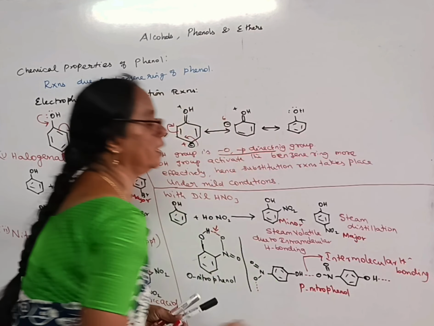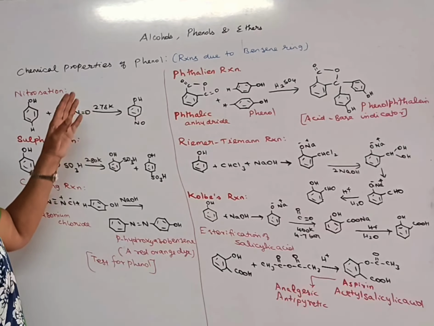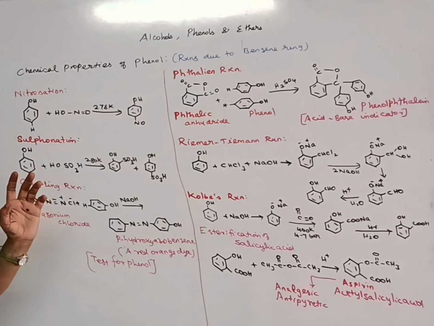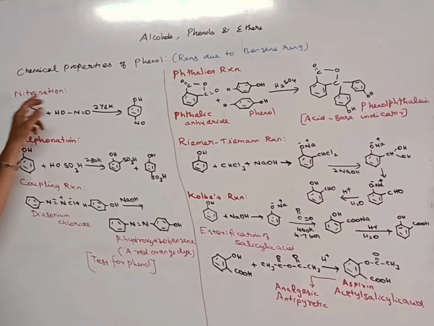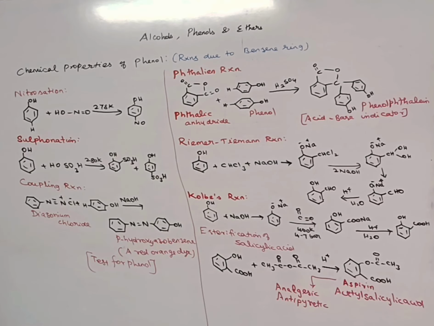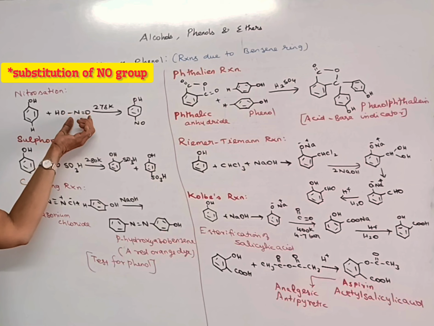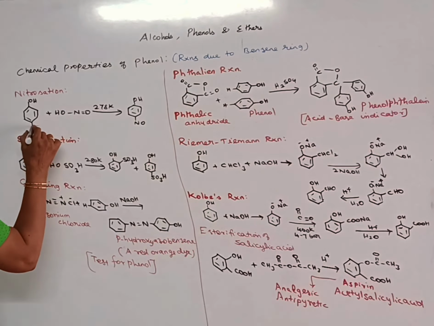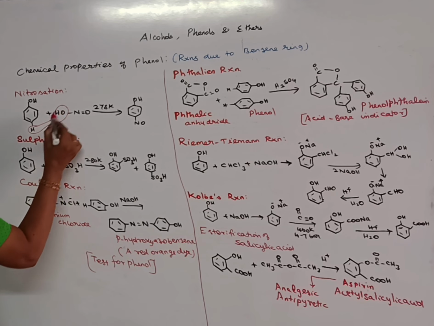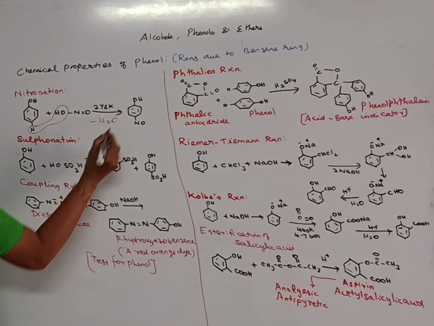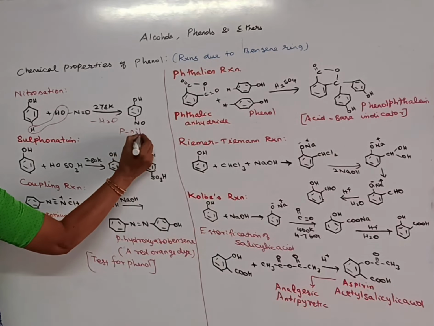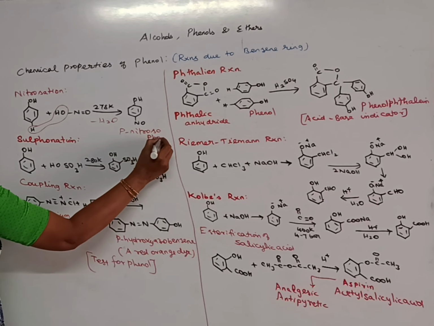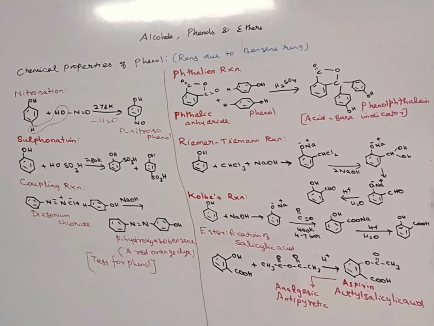Another reaction of electrophilic substitution in phenol is nitrosation. Nitrosation is nothing but addition of a nitrosyl group to the phenol. So here when nitrous acid is treated with the phenol, that forms para-nitrosophenol. So the para hydrogen with the OH is left as water. So we are getting para-nitrosophenol. Then the next reaction is sulfonation.